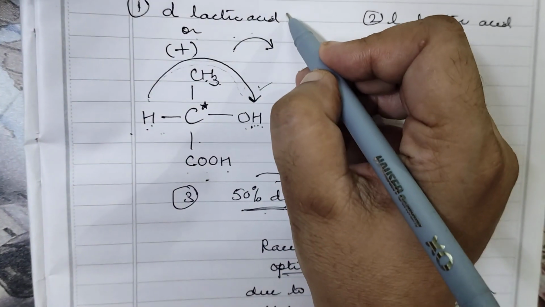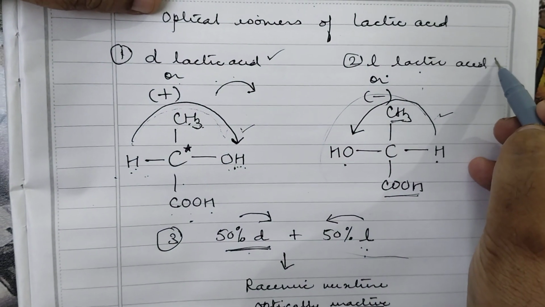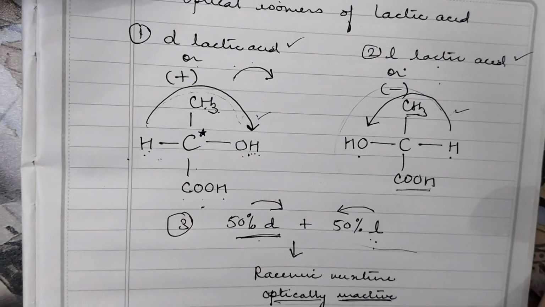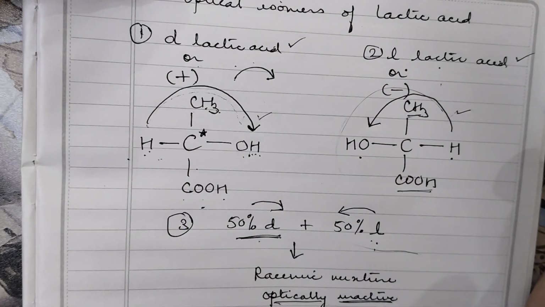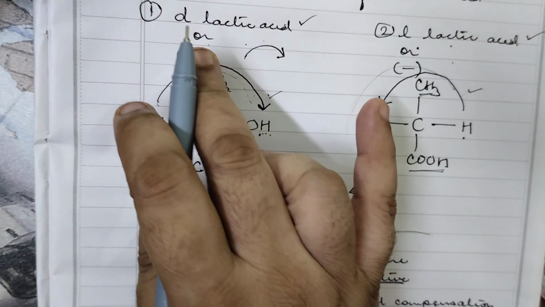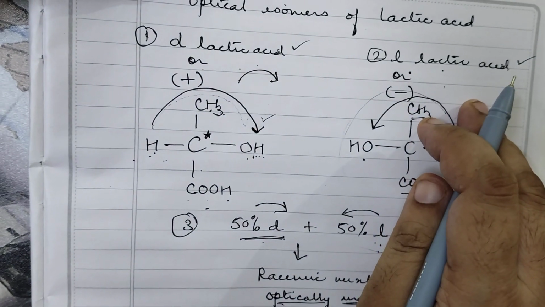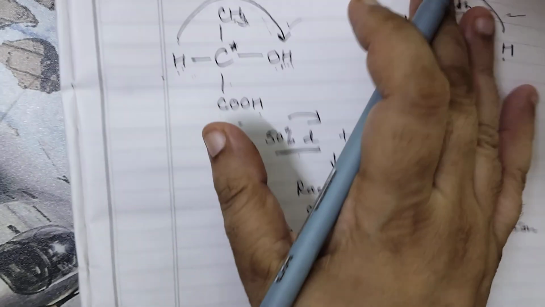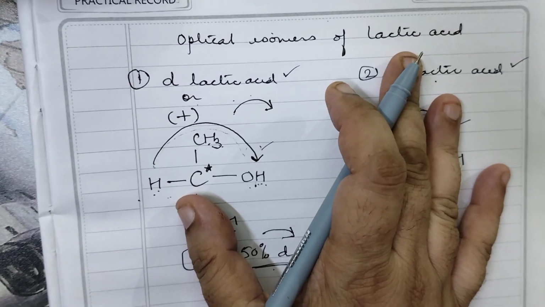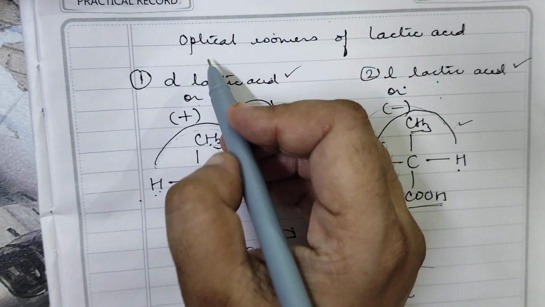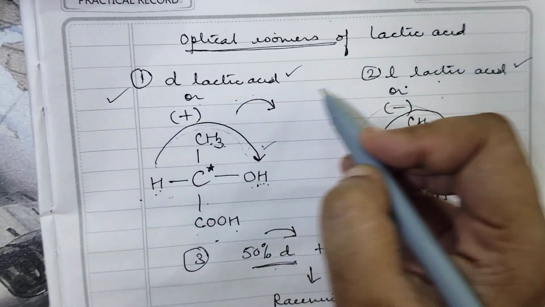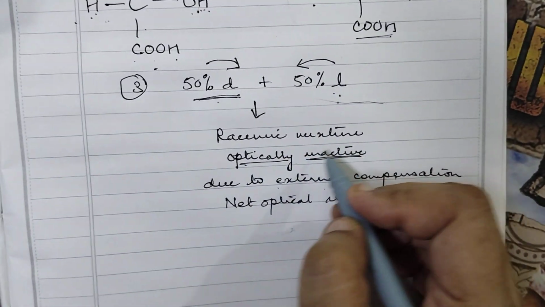And dextro is optically active and levo is also optically active. Optically active are those which rotate the plane towards any side. So this way dextro and levo are optically active, but this form is optically inactive. This is how we show optical isomerism in lactic acid. When you are asked to show the optical isomers, you will draw dextro and levo, and you can also give an account of racemic mixture.